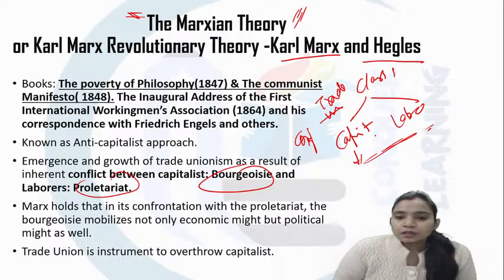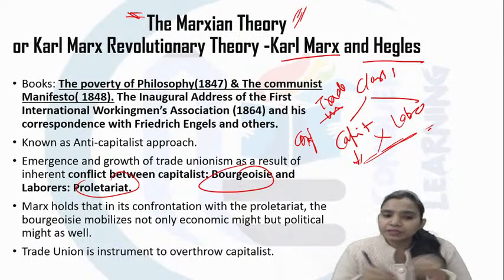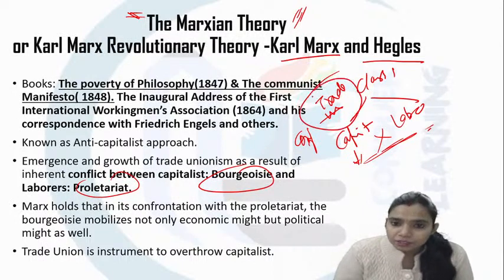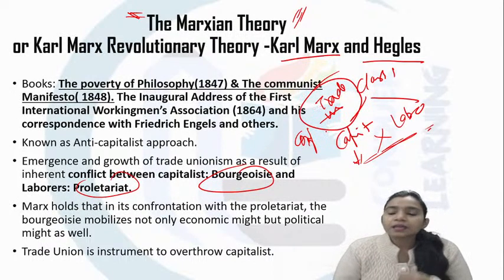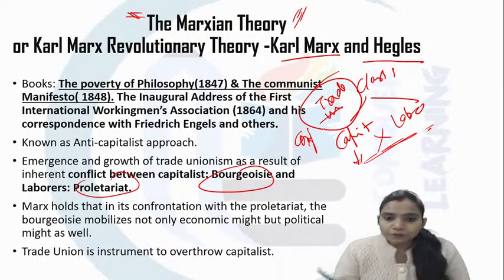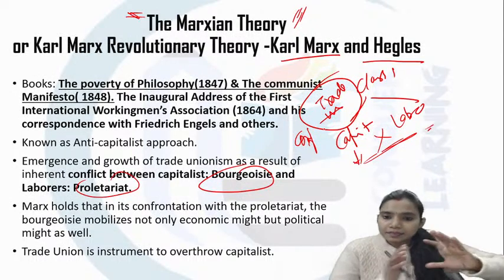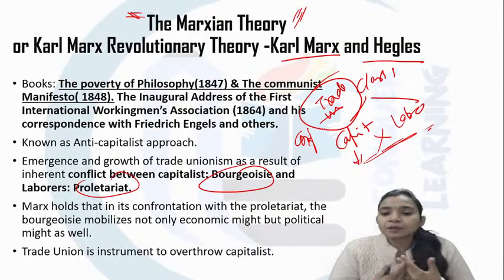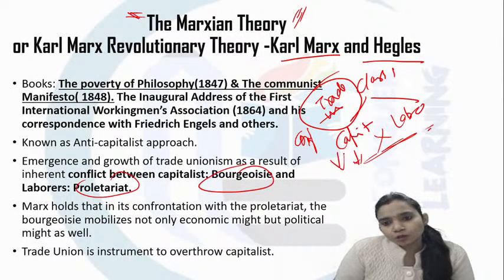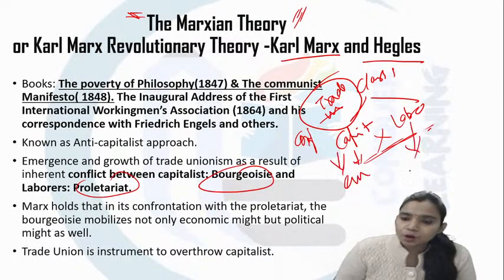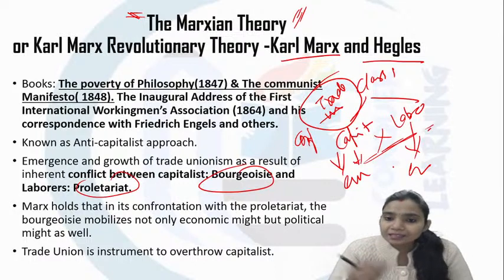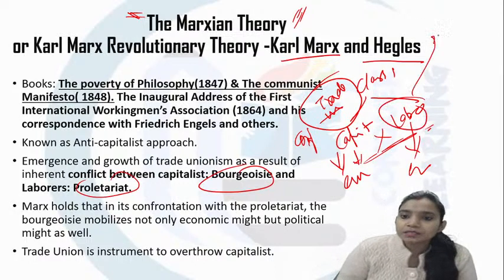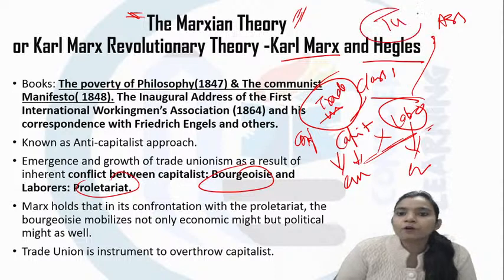Fine. So when there is a conflict, you cannot remove it. It's inherent. And because of this conflict, the trade unions are formed. Why are trade unions formed? Because the conflict makes the capitalist, that is the employer, hold the power. Both of the classes want to make their position stronger. Capitalists want to dominate their labor and laborers want to make their position stronger. As a result, the laborers associate together and they form the trade union.